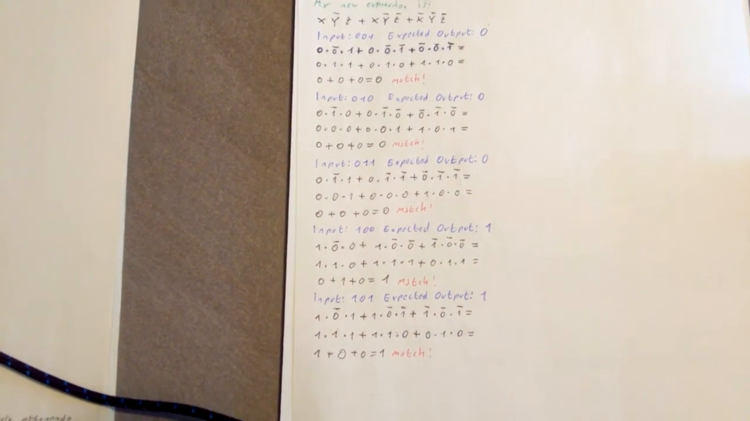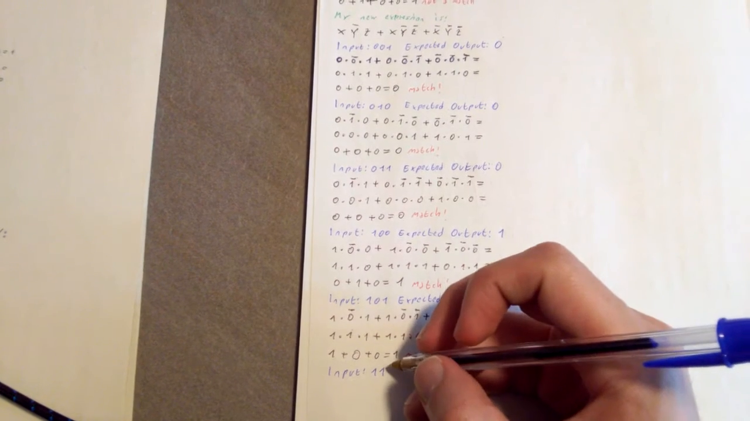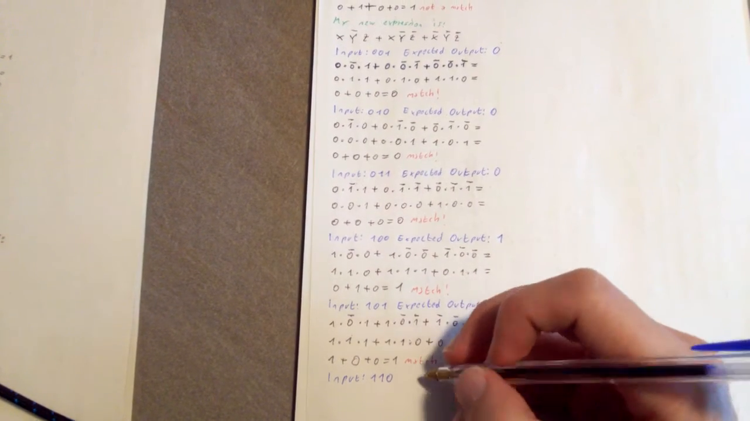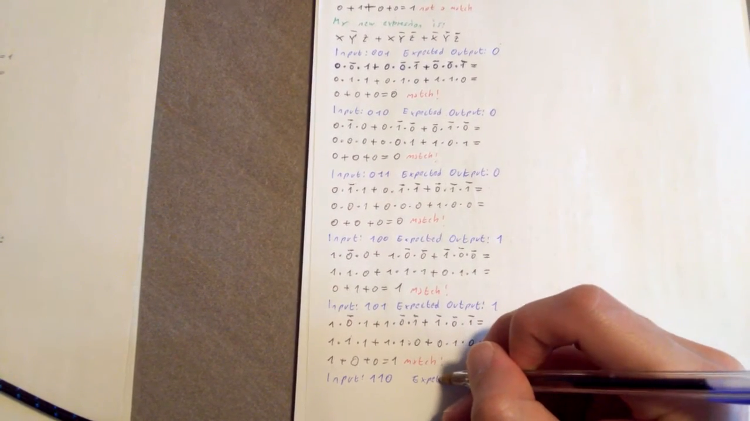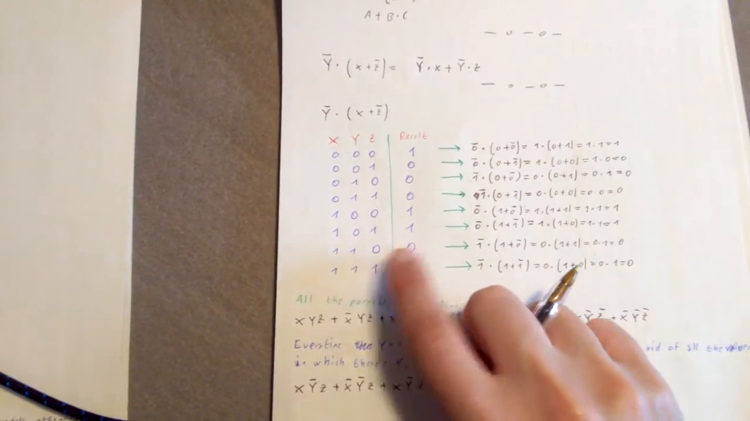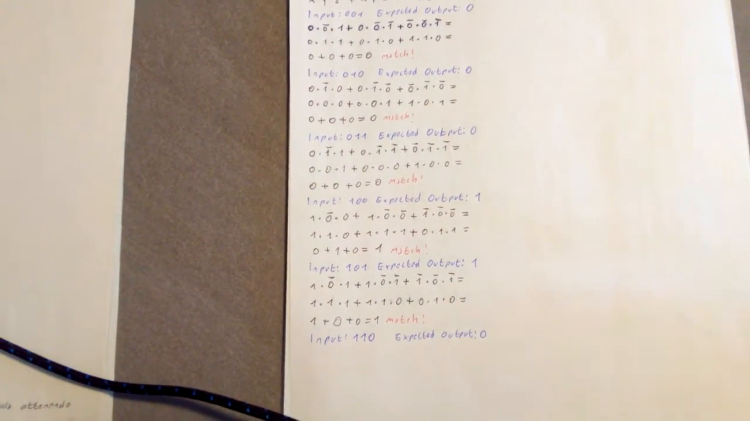So now we're crossing our fingers, and hopefully, just hopefully, with our last but one input of 110 with the expected output of 0, if I remember correctly. Yeah, 110. So with the expected output of 0, we're crossing our fingers, because if this holds and the next one holds, then we have our expression.